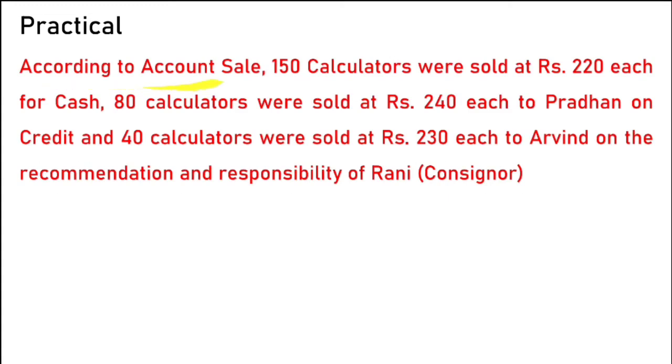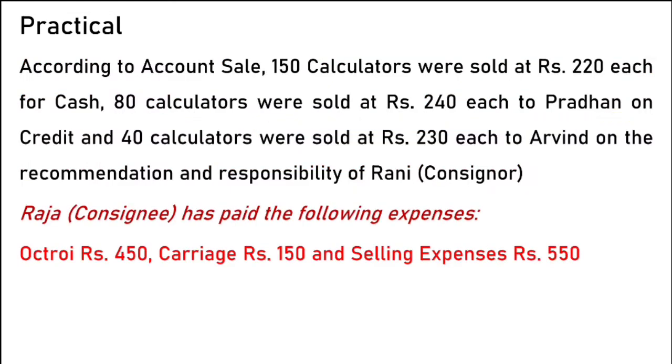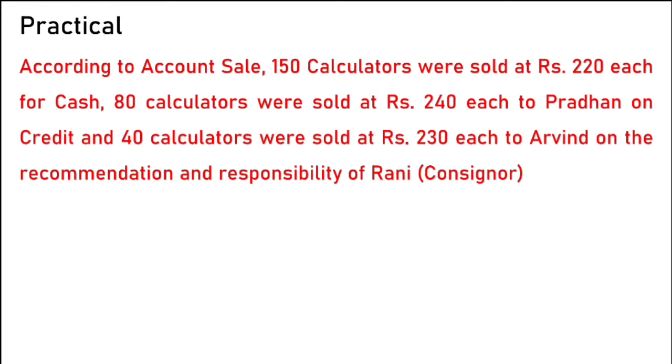According to account sale, 150 calculators were sold at rupees 220 each for cash. 80 calculators were sold at 240 each to Pradhan on credit, and 40 calculators were sold at rupees 230 each to Arvind on the recommendation and responsibility of Rani.